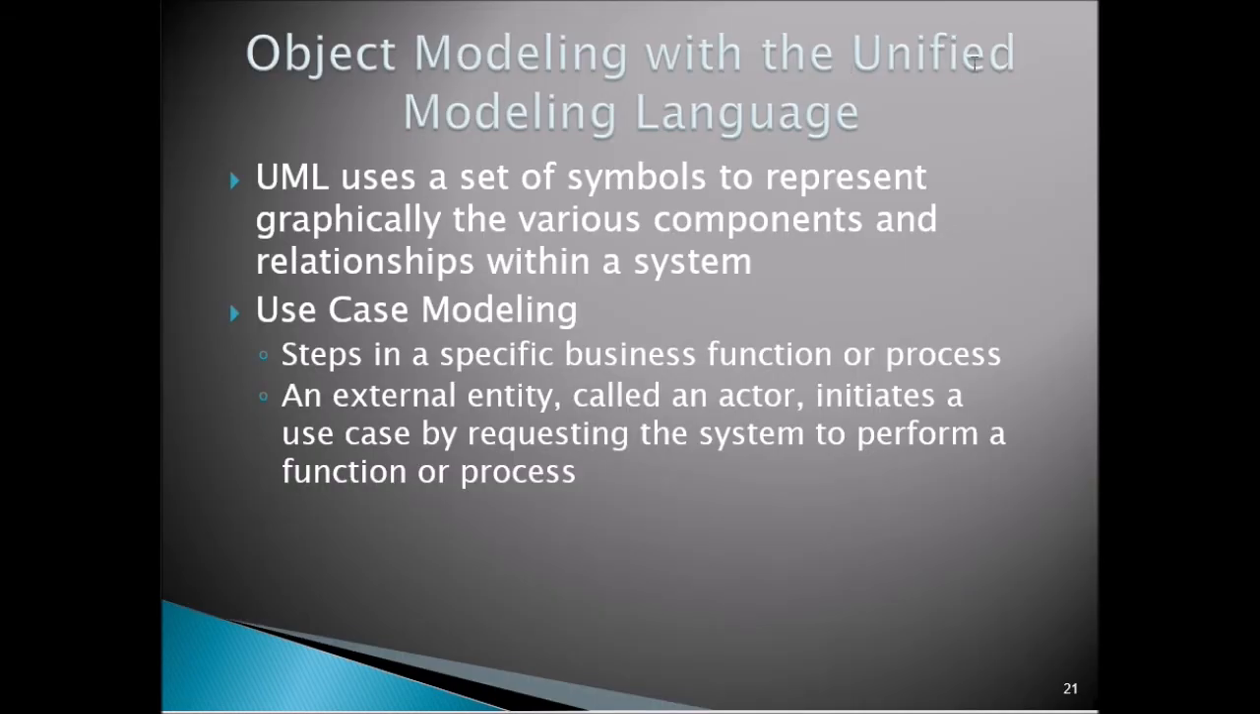Object modeling with the UML. UML uses a set of symbols to represent graphically the various components and relationships within a system. It uses case modeling, steps in a specific business function or process. An internal entity called an actor initiates a use case by requesting the system to perform a function or process. And this actor term, you might be comfortable with this or have heard of this from one of your sociology classes. It's the same idea there.